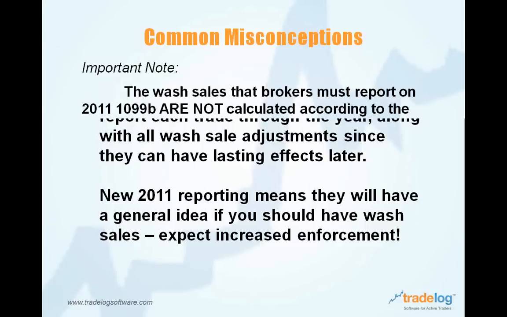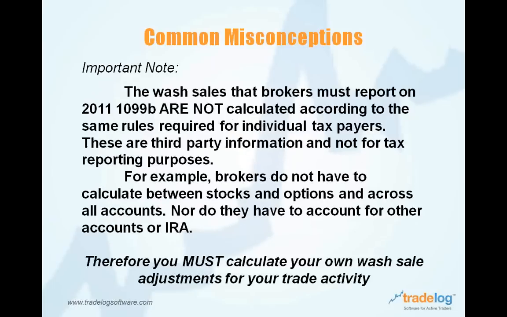That certainly isn't fun. Now, an important note, we talked a little bit about 2011, the new 1099-B that your broker is going to provide. It's important that everyone knows the wash sales that brokers will be reporting on the 1099-B are not calculated according to the same rules that are required for individual taxpayers. They're considered third-party information, and they're not for tax reporting purposes. For example, your broker does not have to calculate between stocks and options, and they don't have to calculate across all of your accounts, nor do they have to account for things in an IRA, as we talked about.